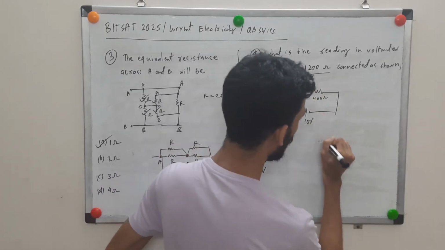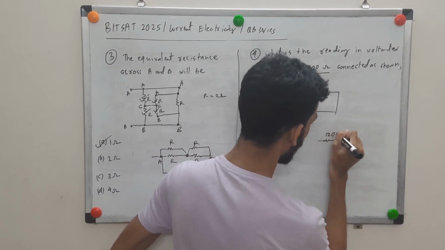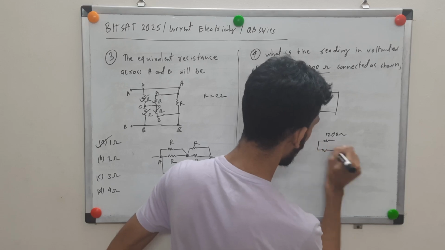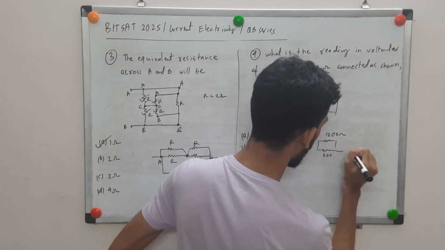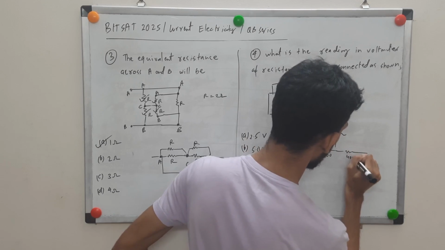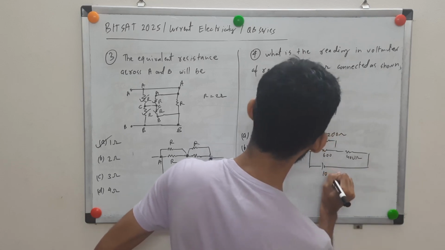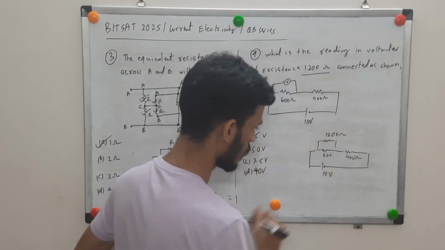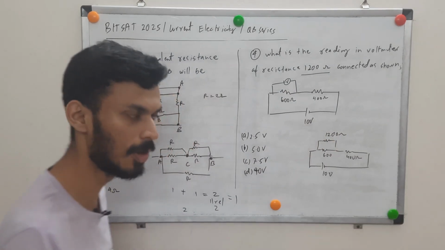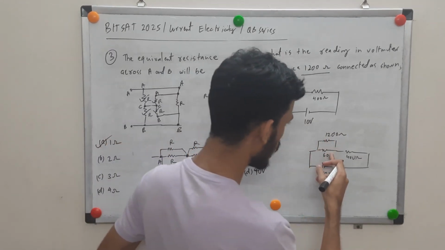So we'll replace the voltmeter by 1200 ohms, and here we'll have 600 ohms and 400 ohms. Okay, so we'll treat it as a resistor for the time being to find R equivalent and to find the current in the circuit. So what is the current? Then we can find the voltage, right? So this and this in parallel.